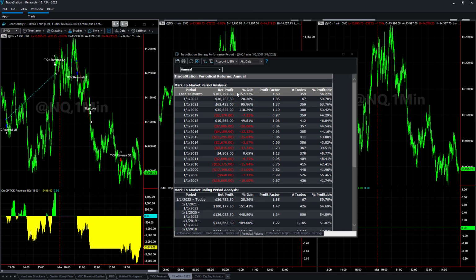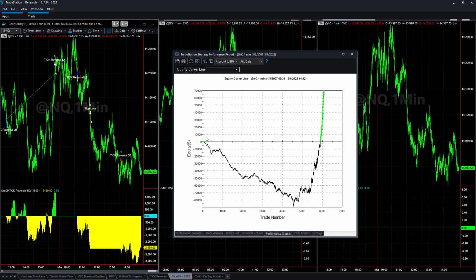You can see over the last 12 months this is 101,000, in 2022 36,000, 2021 63,000, and 2020 35,000. It didn't work that well before that, and I've put it in the portfolio calculator as it is, with $25 round turn slippage and commission. We'll look at the results going back 4 years as well, so you can see this. If you are in the all strategy access, you will get this.